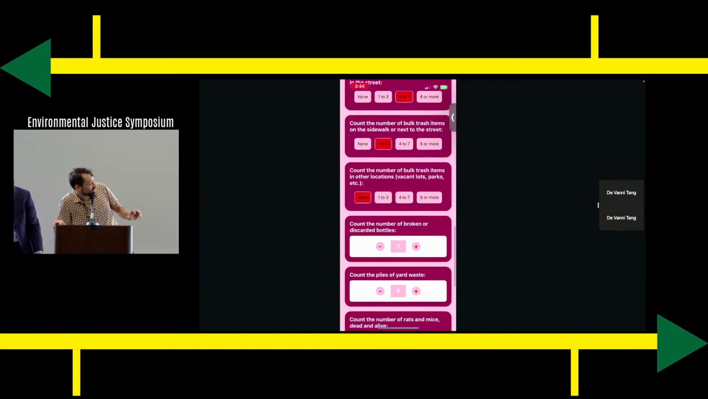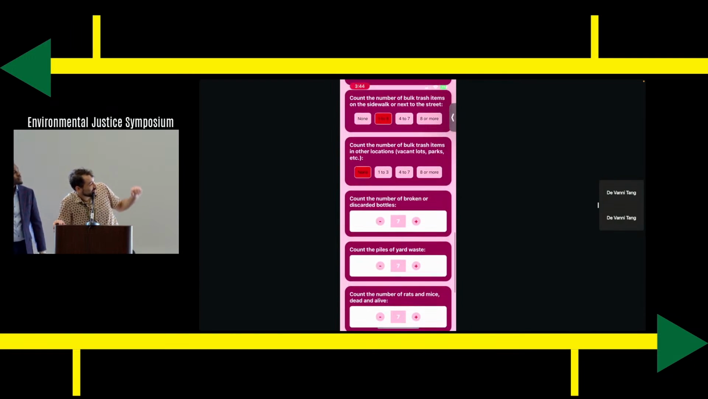If you could stop scrolling just there, Devani, that'd be great. Thank you. As you can see, there is a lot of variety of questions. The idea is that community members can capture the information that they think is important, submit it, and be on their way. We don't want them to have to go through a whole list of questions. So we made the surveys very expansive, but the criteria to submit a survey is very minimal.